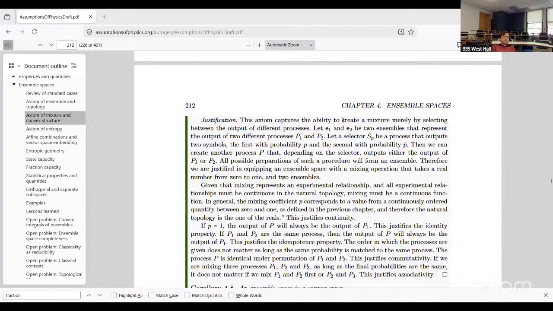Justification: the axiom captures the ability to create a mixture merely by selecting between the output of two different processes. Let E1 and E2 be two ensembles representing the output of two different processes P1 and P2. Let a selector SP be a process that outputs two symbols, the first with probability P and the second with probability P bar. Then we can create another process P that, depending on the selector, outputs either the output of P1 or P2. All possible preparations of such a process will form an ensemble. Therefore, we are justified in equipping an ensemble space with a mixing operation that takes a real number from 0 to 1 and two ensembles.